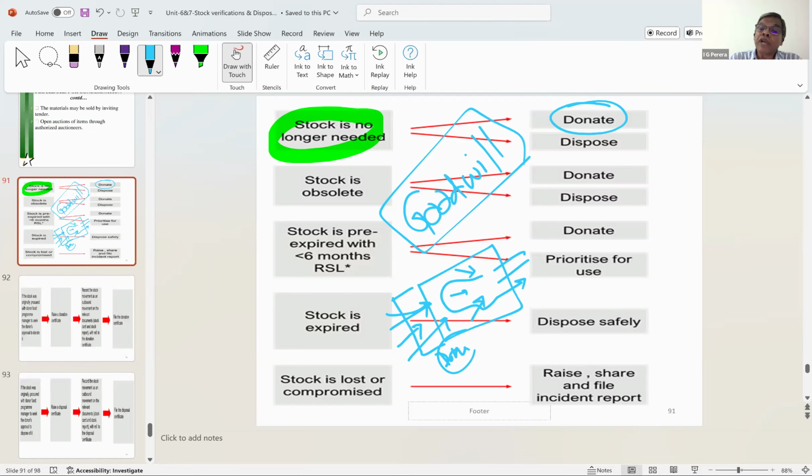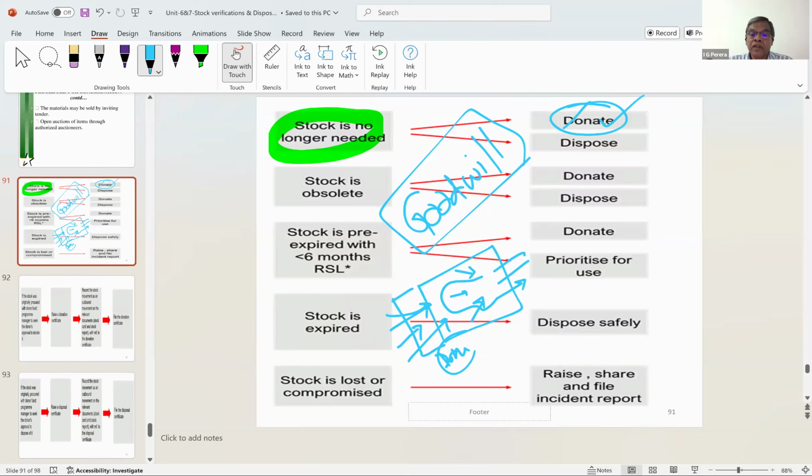Then you can donate, or you can dispose. You can destroy. How do you destroy items? It depends on the type of items. But you cannot just dump and burn them on the roads everywhere like in Sri Lanka. It can be some metal items. Then they have got recyclers. You can call a recycler and maybe sell it, or get it disposed. You can give it to them, so the items will be recycled.